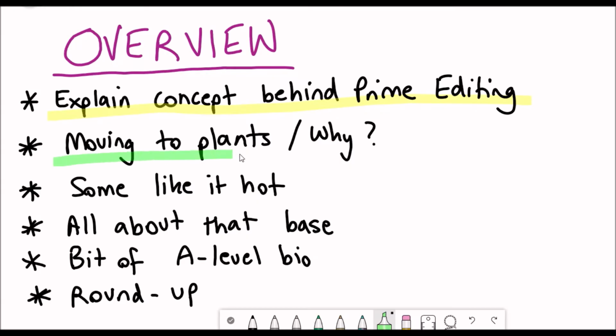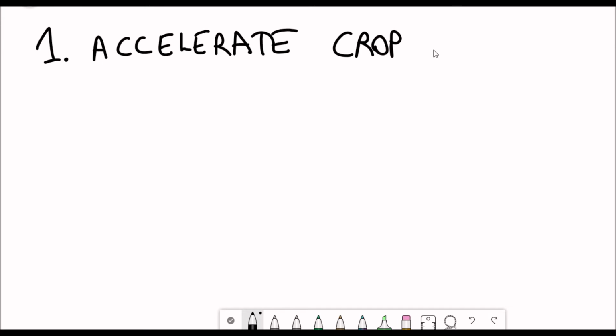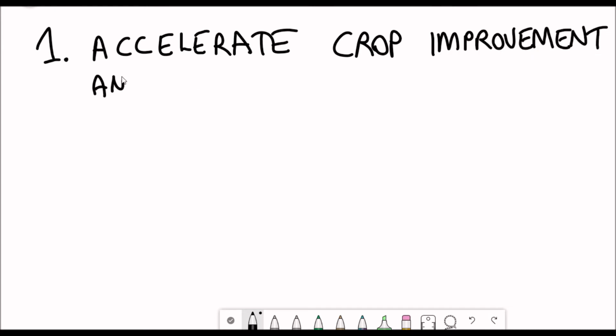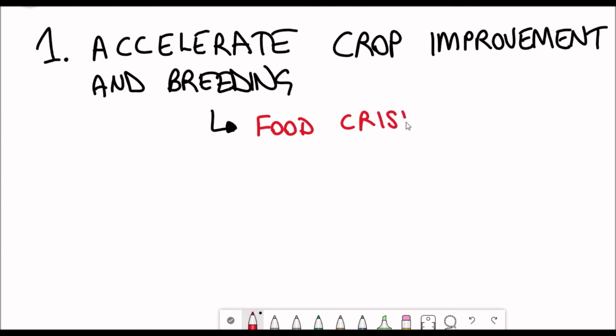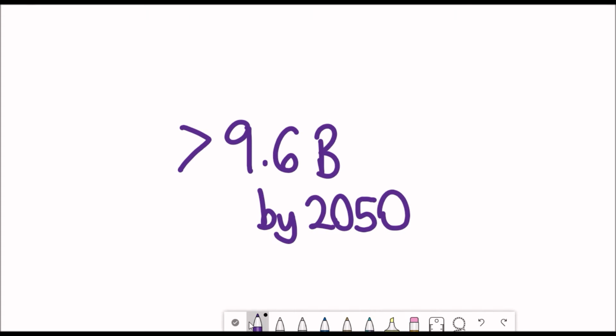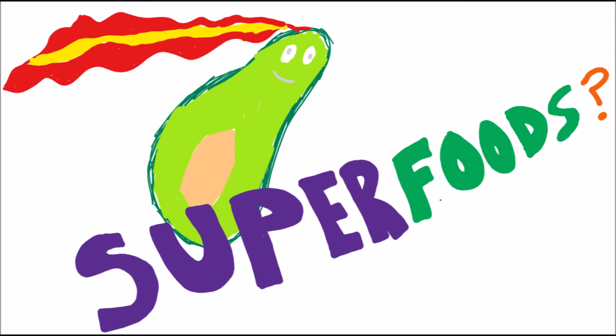The development of this technology was done in mammalian cells, so the question behind this paper was, could it be applied to plants? And why would you want to do this? One reason is to accelerate crop improvement and breeding, to try to resolve the food crisis, as the population is going to reach 9.6 billion by 2050 and there aren't enough crops to go around. You can use genome editing techniques to modify traits, such as improving resistance to pathogens and improving crop growth rates, as I elaborate a little more in this video about superfoods.